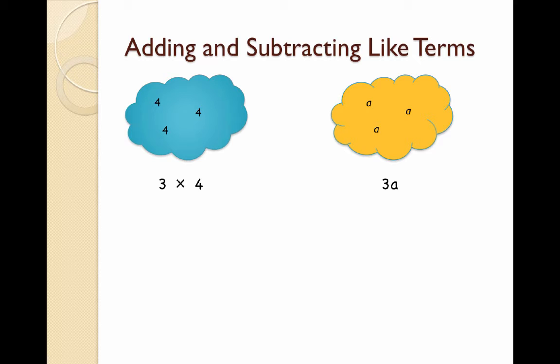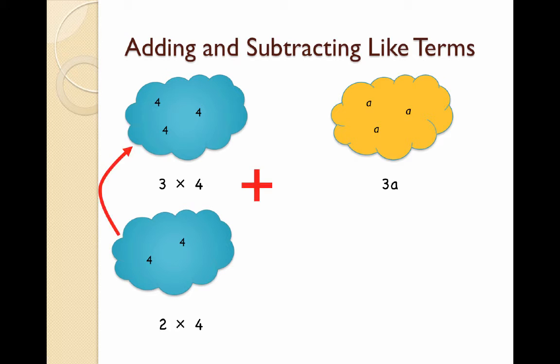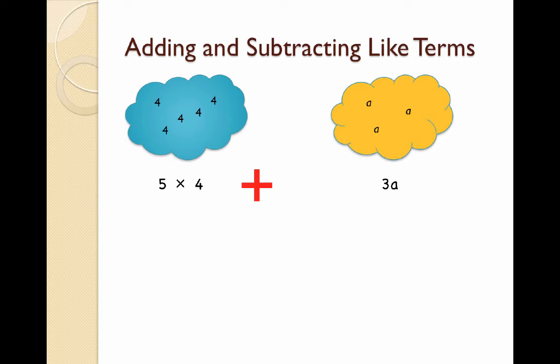Now let's pretend I want to add on some 4s to that blue cloud. So I'm going to bring along 2 more 4s. So I have 2 lots of 4, and I want to add that on to my first cloud. So let's put them up in there. How many 4s do I have now? I have 5 4s in that blue cloud.